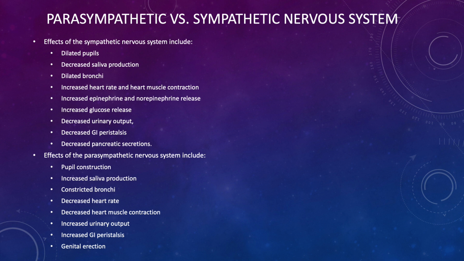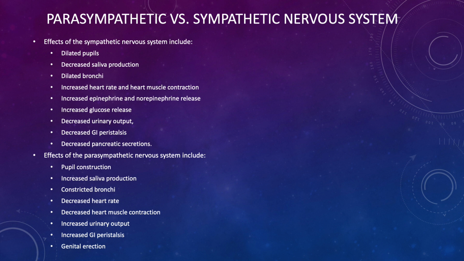So if I am being chased by a bear and I've just fallen into a vat of honey and the bees are coming after me because they're mad, I'm going to have dilated pupils so that I don't run into things. I'm going to have decreased saliva production because I don't have time to swallow. I'm going to have dilated bronchioles because I need to breathe really, really well. So those need to dilate and burst out for me so I can get the best breath I can so I can run. Increased heart rate and increased muscle contraction so that I can get the heck out of there, right? Increased epinephrine and norepinephrine release.